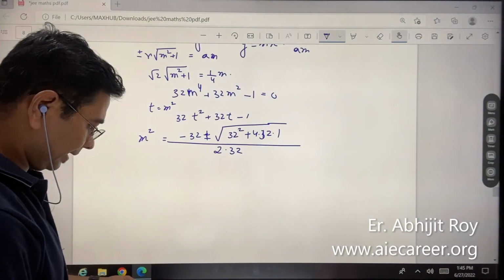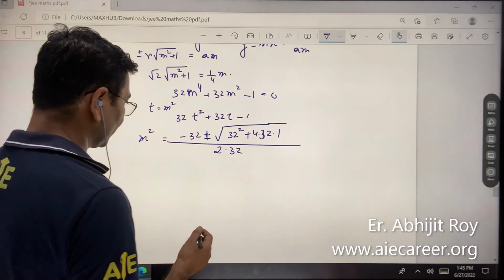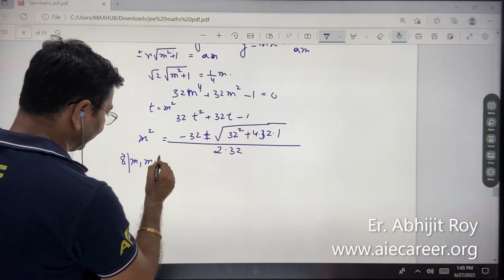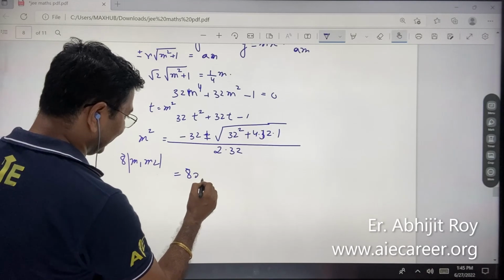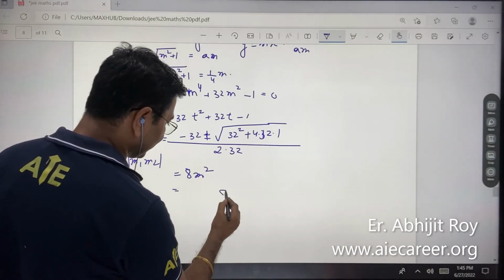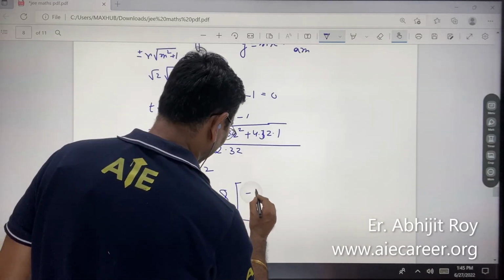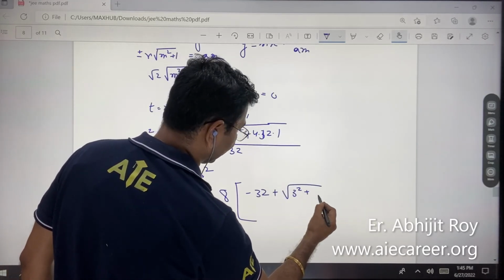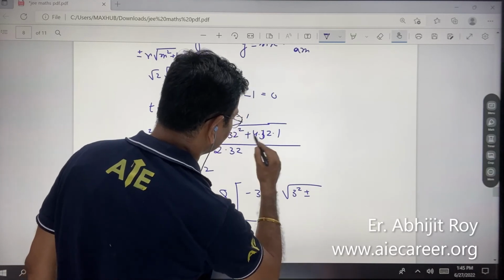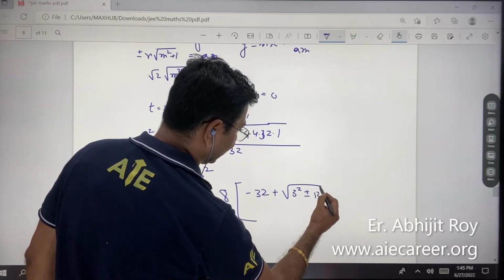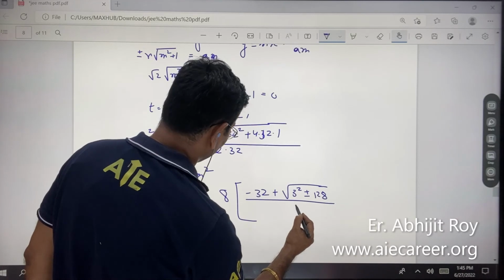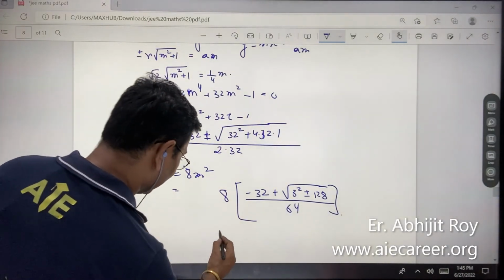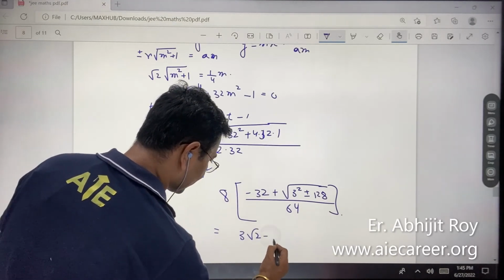So from here I get m square, keeping the slope the same. So this is minus 32, take it plus. So root of 32 square plus 4 into 32, that is 4 into 2 is 8, 128, divided by 64. If you solve this, I am getting it as 3√2 minus 4.